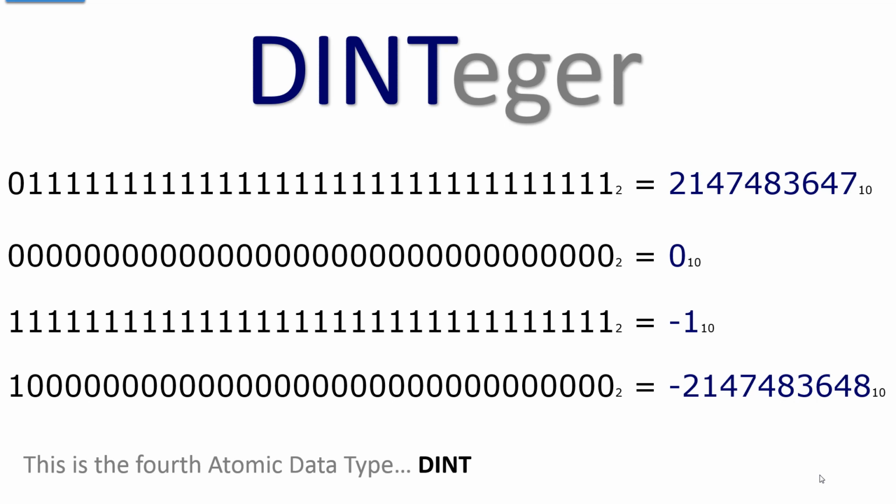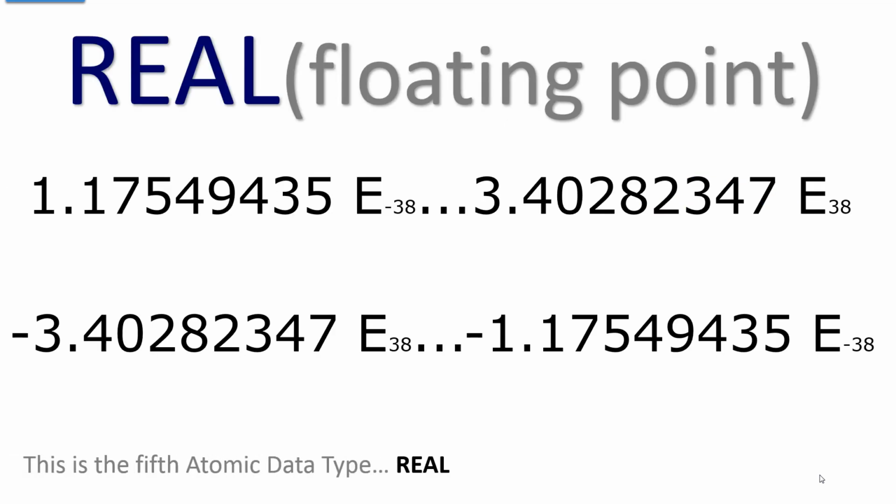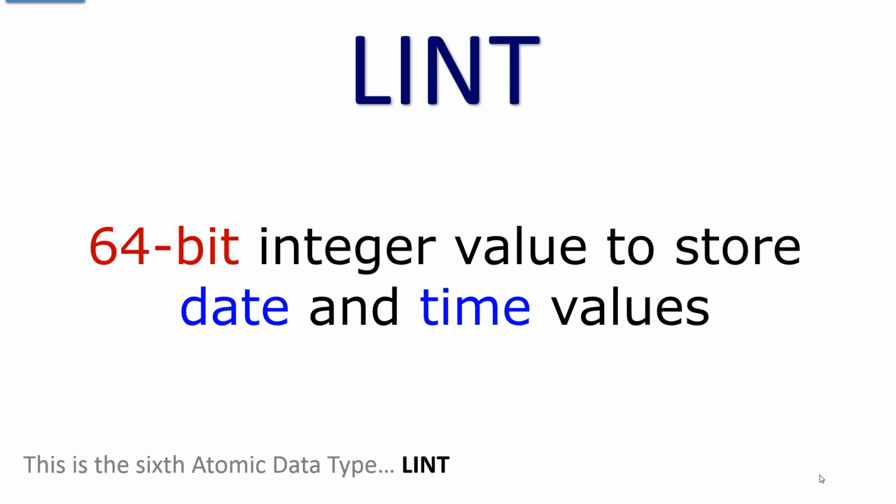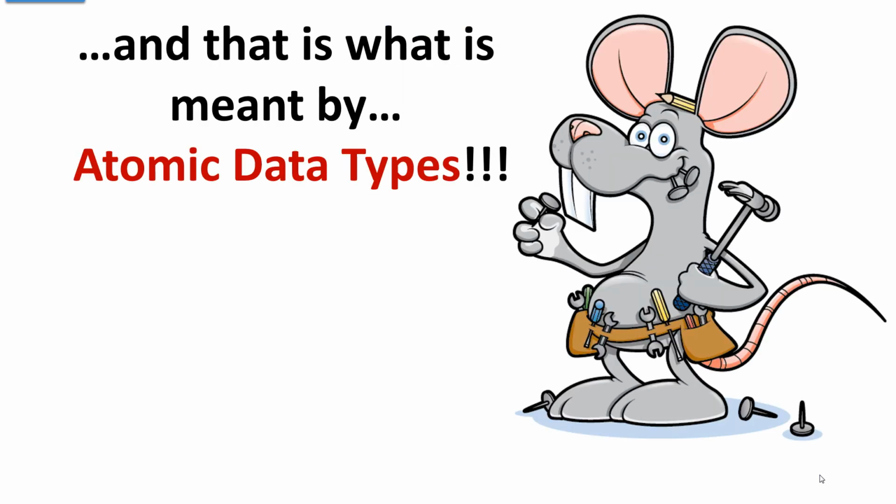The double integer, the DINT, is the fourth atomic data type, and it is the native data type in programmable automation controllers, whereas the integer was the native data type in MicroLogix, SLC 500, PLC-5s, and most PLCs. The DINT is the native data type in the newer controllers. There's also real or floating point. Now in PLCs they don't call it real, they just call it floating point, and it's actually comprised of two integers. But it's not an atomic data type in a PLC. Then there's also long integer, that's 64-bit integer, and it's used to store values for date and time. That is a long integer. And that is what is meant by atomic data types.